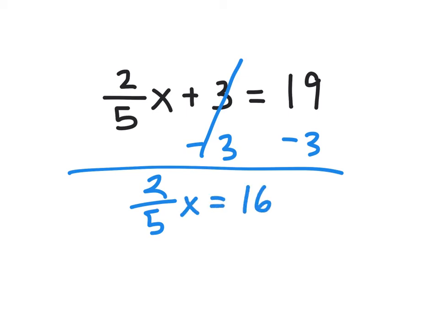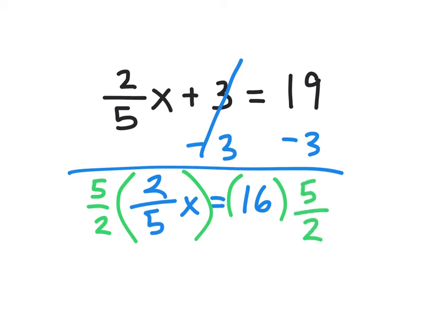And now we just have to remember that we are going to get from 2/5 x to a whole x. And to do that, we would multiply by the reciprocal. And if we do something to the left-hand side, I have to do the same to the right. On the left-hand side, everything cross-cancels to create a 1x. On the right-hand side, I end up with 16 times 5/2.